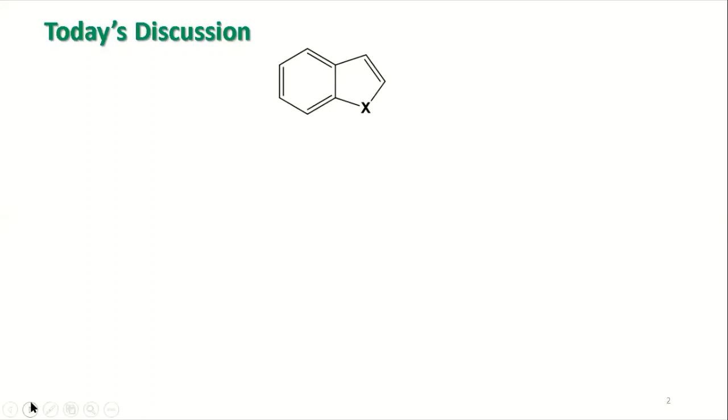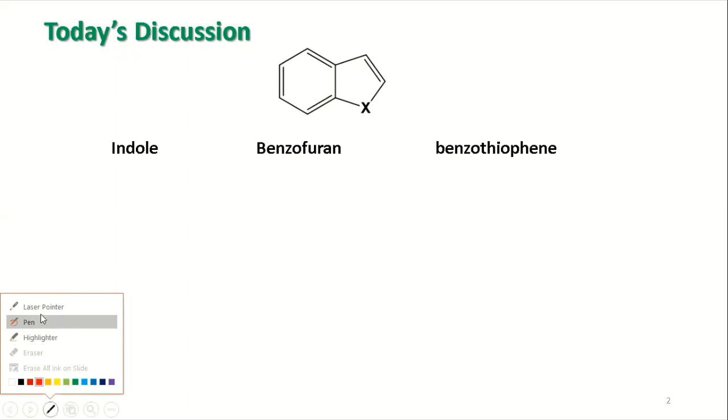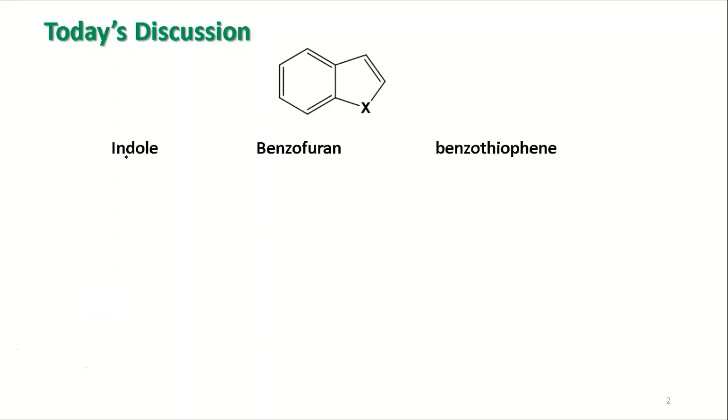Now, among these particular structures, we have particularly indole, benzofuran, and benzothiophene. So we'll discuss mostly the indole, and benzofuran and benzothiophene. I'll provide the related study materials. It will not be too much, but for indole we will be doing all the reactions.